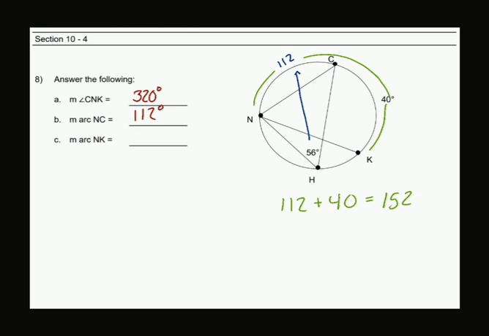NK is a minor arc. We know that because it has to be less than 180 degrees. If it wasn't, it would have 3 letters. So we have 112 plus 40, which is 152. And just to clarify, if that had added up to be more than 180 degrees, we'd have just taken it, subtracted it from 360, and found the actual minor arc. Remember, pictures lie.